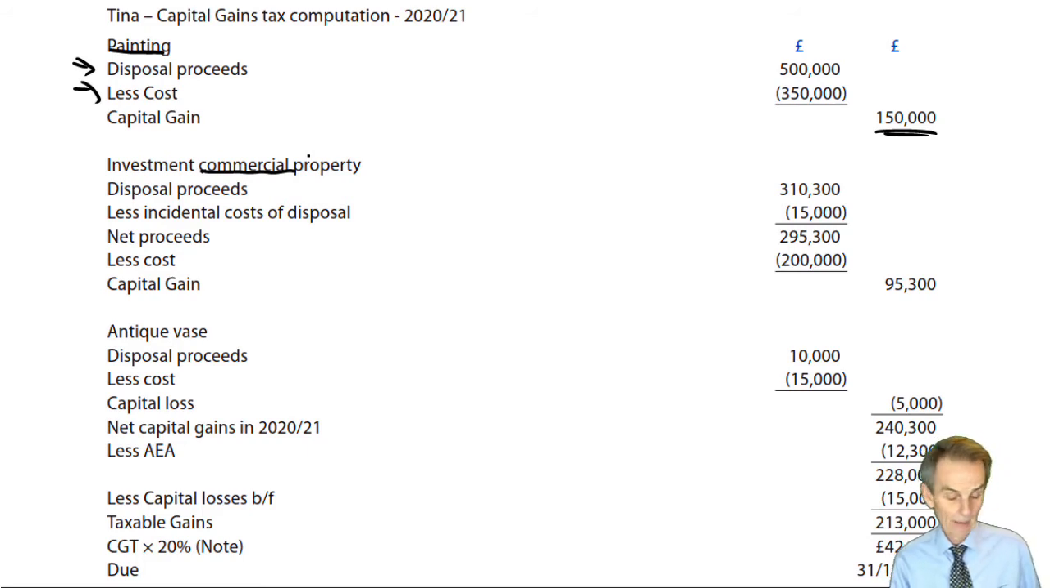This is commercial, and therefore it's subject to the normal CGT rates of 10 and 20%. As we'll discover here, 20% of course, because the taxpayer, we'd already determined from a first read through the question, was a higher rate taxpayer. But simple calculations, again, the disposal proceeds less any selling expenses to get net proceeds, take away the cost, and you end up hopefully with a gain of £95,300 there. With the antique vase, didn't prove to be such a good investment. We end up with a capital loss of £5,000.